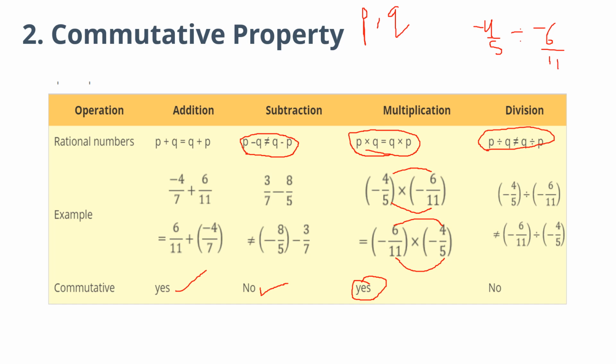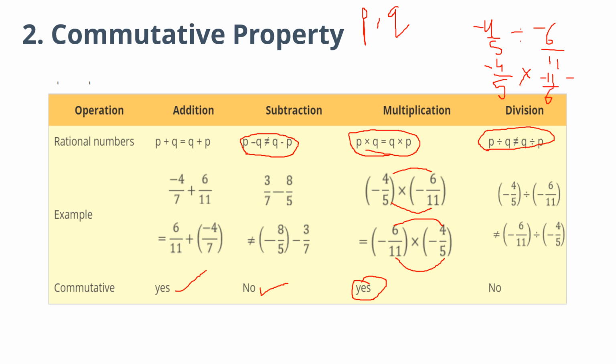For that you have to take the reciprocal of the number which follows the division. Here, you will change this sign to multiplication and take the reciprocal of the number followed by division, that is, minus 6 by 11 will be changed to minus 11 by 6.